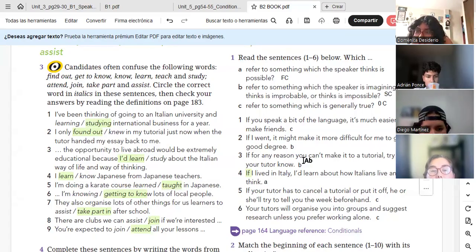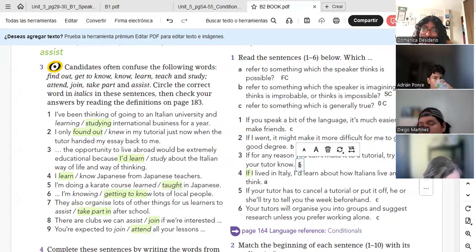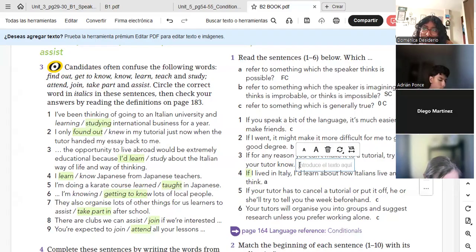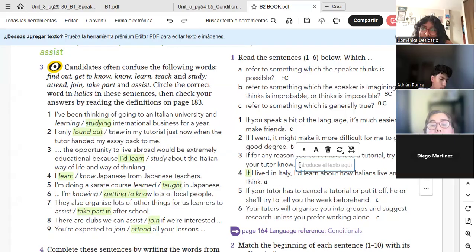If for any reason you can't make it to a tutorial, try to let your tutor know. This is present simple, and the main clause, present simple. Entonces, this is zero conditional. Yes, zero conditional. Thank you.